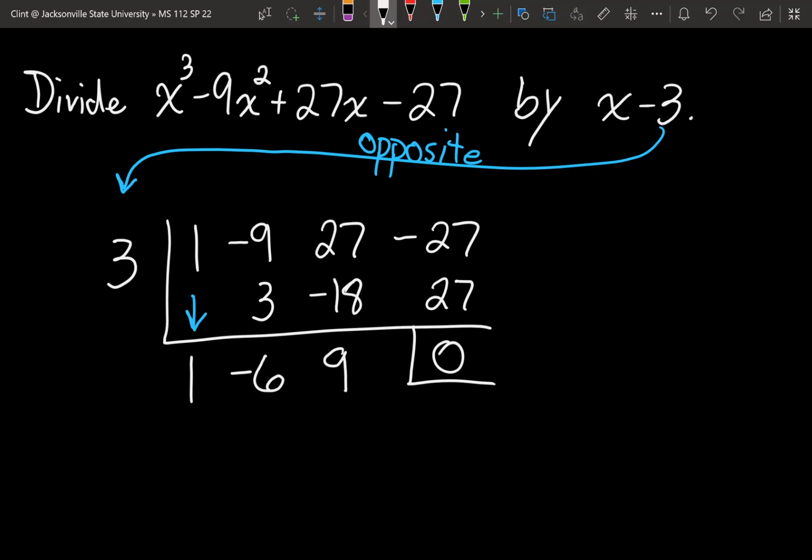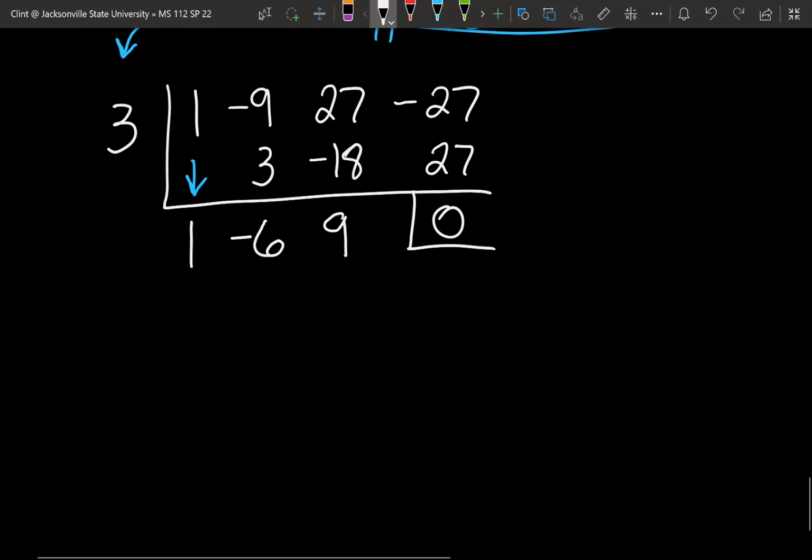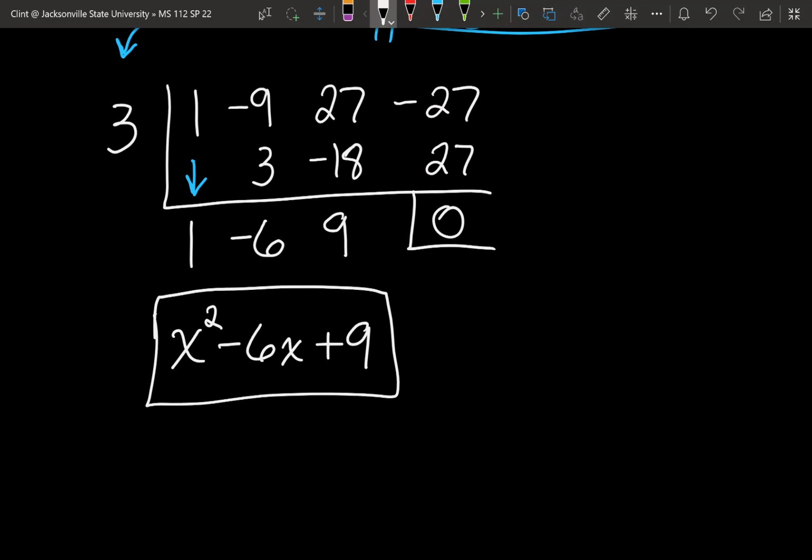These numbers down at the bottom are the coefficients on our polynomial that's going to be our answer. And this 1 is going to be a coefficient on x to what power? x squared, because the thing we divided started with x to the third. So our answer is going to start with x to the second, x squared. So our answer on this one is 1x squared. We don't have to write the 1, we can if we want to. It doesn't hurt. And then minus 6x plus 9. No remainder, so here's our answer.